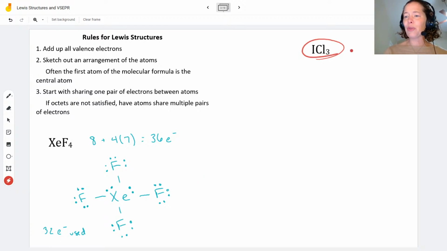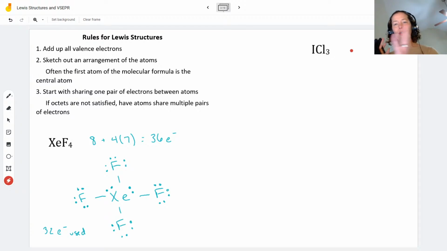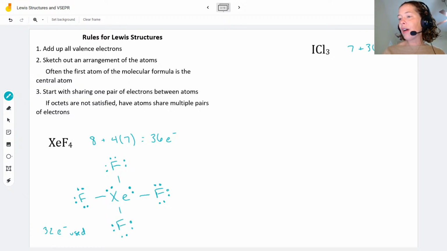Let's go on to our next one. This would be iodine trichloride, or ICl3. Let's go ahead and do the Lewis structure for this. Again, I'm going to follow 1, 2, 3 rules, and just like you already know, yes, there's going to be an expanded octet here. So let's count up valence electrons. Iodine gives me 7. I have 3 chlorines, which also give me 7. So I have 28 total valence electrons in my basket.